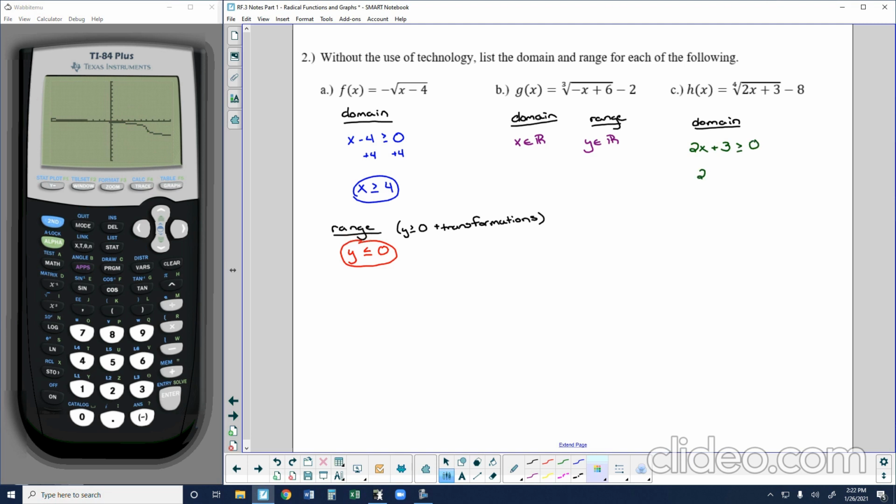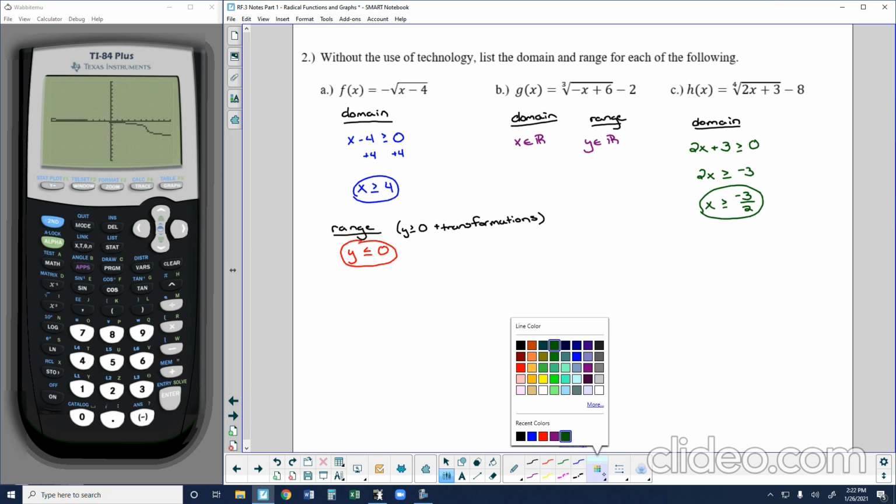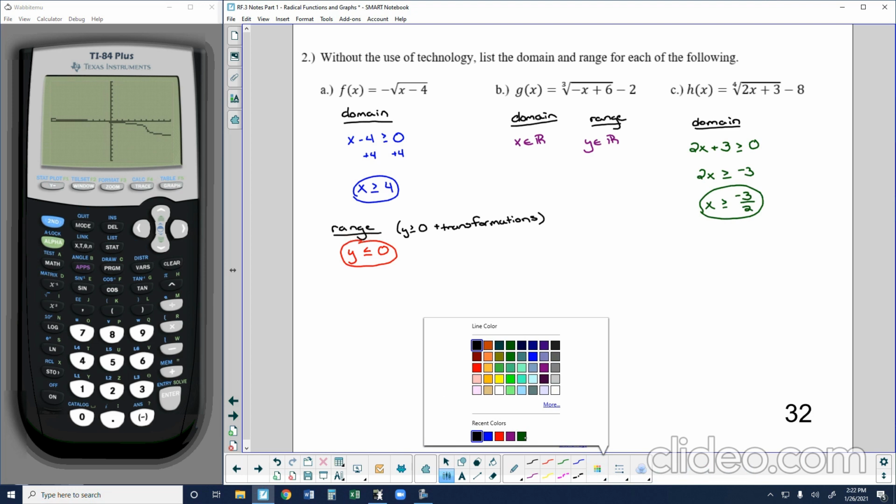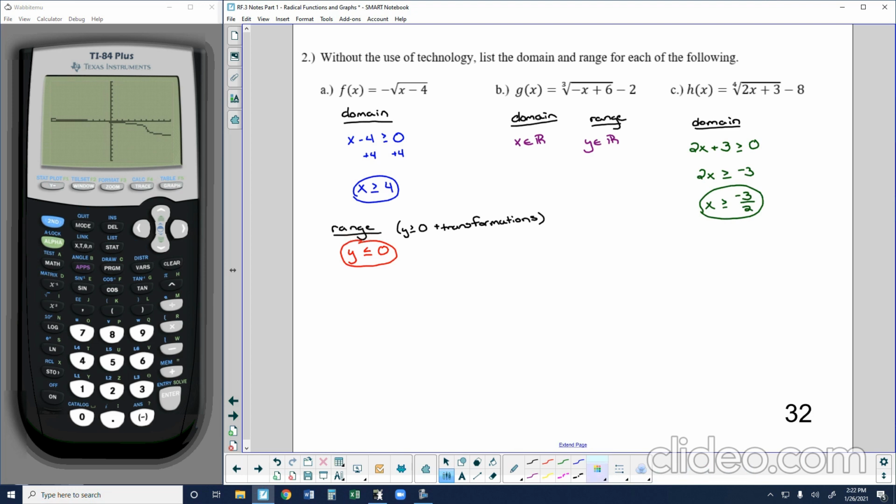For the range, we can start with y is greater than or equal to 0, and then we can apply translations or transformations here, vertical transformations. So this is a shift down 8, so the range is going to end up being y is greater than or equal to negative 8.